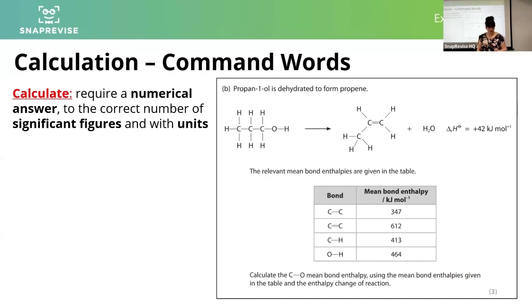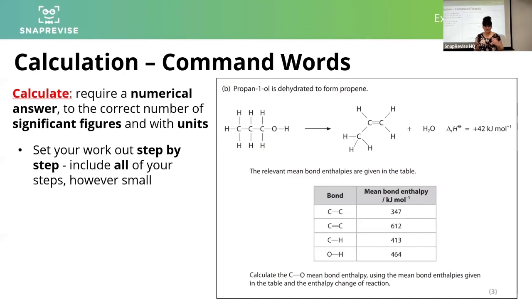So calculates require a numerical answer to the correct number of significant figures and with units. Set out your work step by step. I've already said this. Include all of your steps, however small, and make it clear what you're working out. This is the number of moles of sodium chloride in 25 centimeters cubed. I know it's a lot to write, but that tells your examiner exactly what that is. And also, if you're then looking to work out, for example, from 25 to 250 centimeters cubed, you've reminded yourself you've only done 25 and you need to then convert it into 250 centimeters cubed or something. It's really useful for kind of guiding you forwards as well.